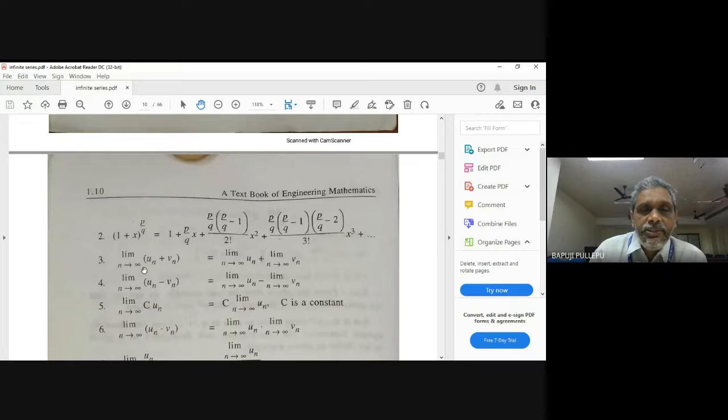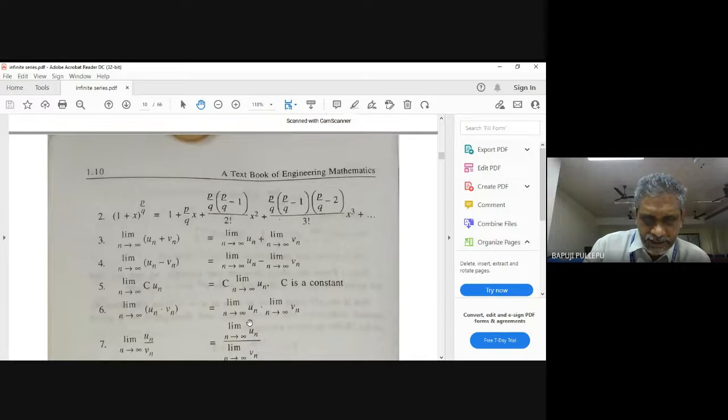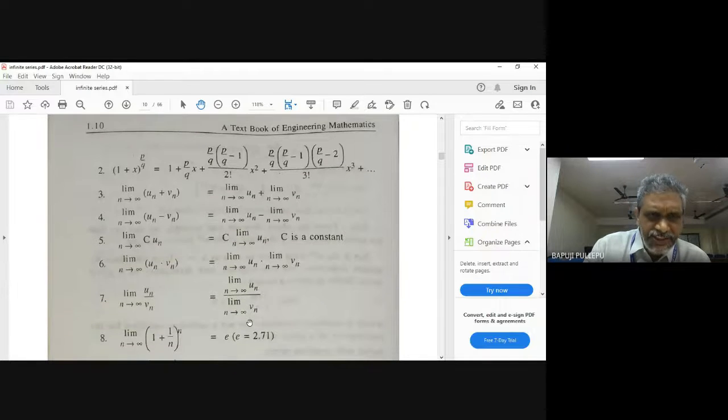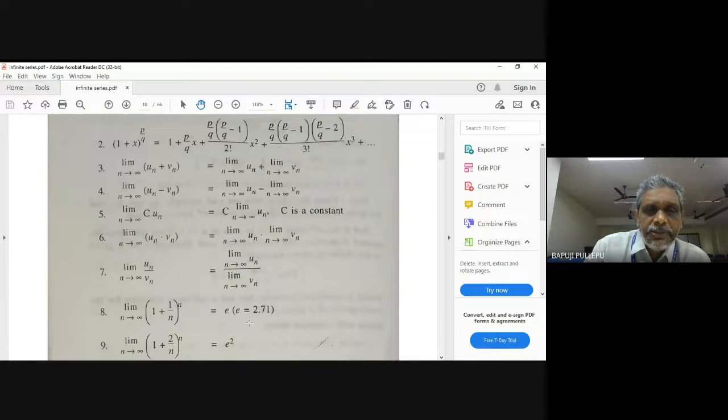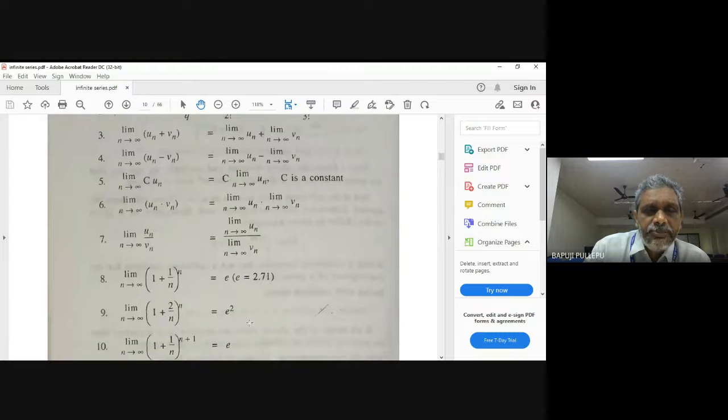Then the limit as n tends to infinity, you can apply separately. The limit of u_n plus or minus v_n is the limit of u_n plus or minus the limit of v_n. A constant c you can take outside. Multiplication also separately. These are all limit properties, which you also studied at school level. Division also you can do with separate limits, u_n by v_n. These properties you have already studied.